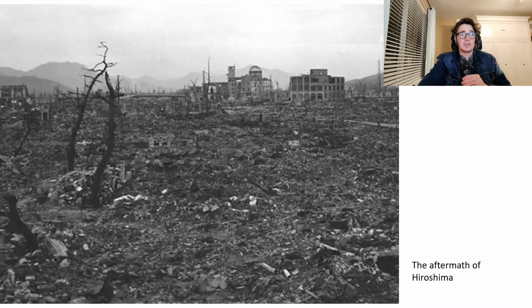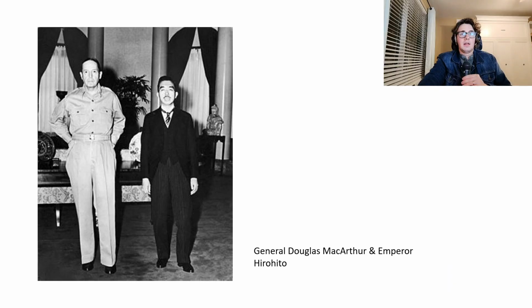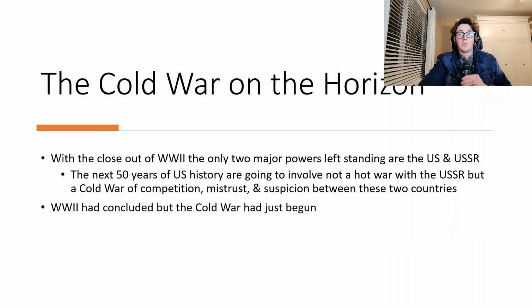Here's the aftermath of Hiroshima. And then finally, we have a picture of Douglas MacArthur and Emperor Hirohito. Hirohito is going to be the one who says, we need to end this war. And with that, the Cold War is on the horizon.